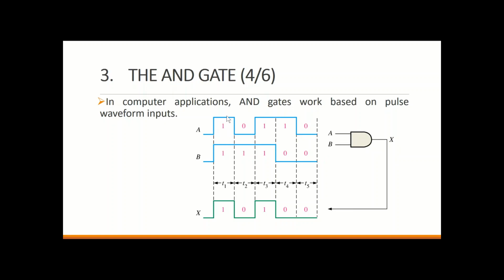Now look for when both are high, because we have only 2. Otherwise, it is 0. So what we need to do is sketch the timing diagram when they are both high and provide the output high. You don't have to care about this one. Just sketch where they are both high.